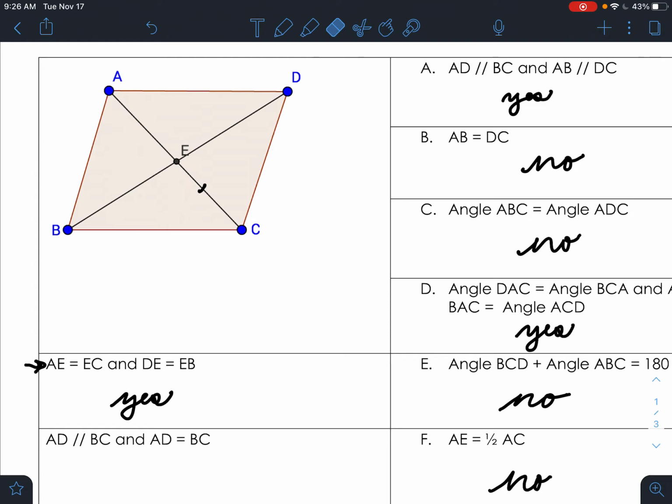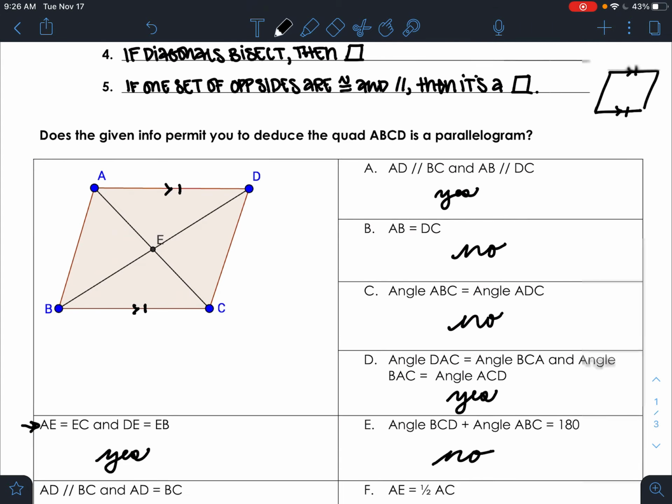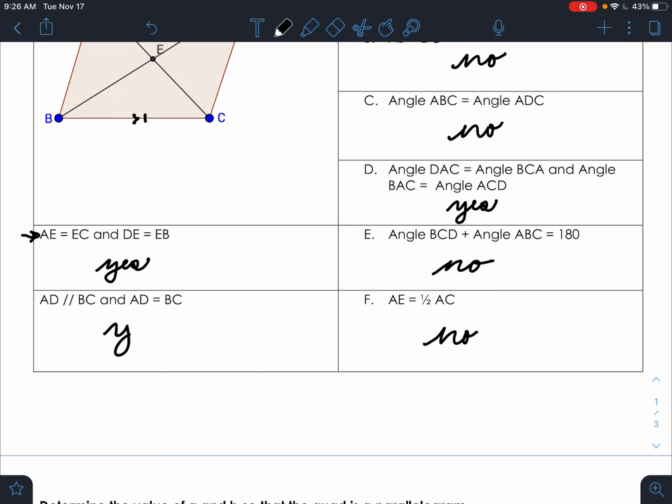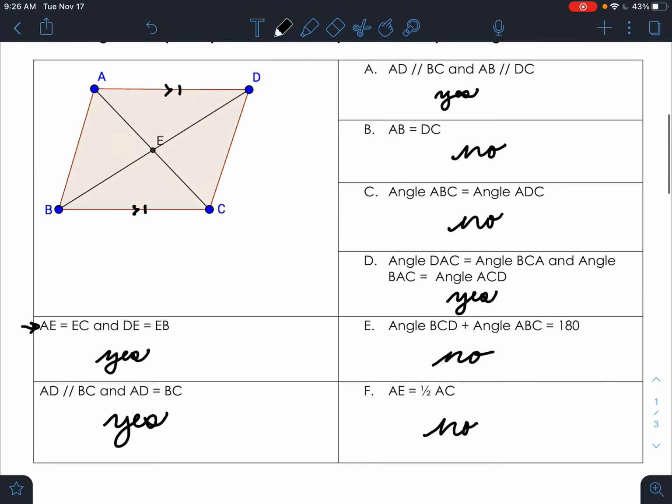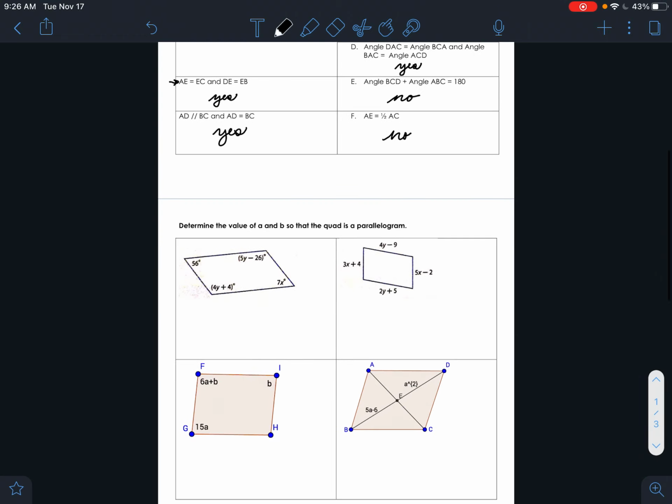Okay, the last one says I'm given AD is parallel to BC, and I'm also given that they're congruent. This one is going to be yes, through that last method of saying that one set of opposite sides is both congruent and parallel. Okay, so I'm going to pause here and then come back to do some algebra.